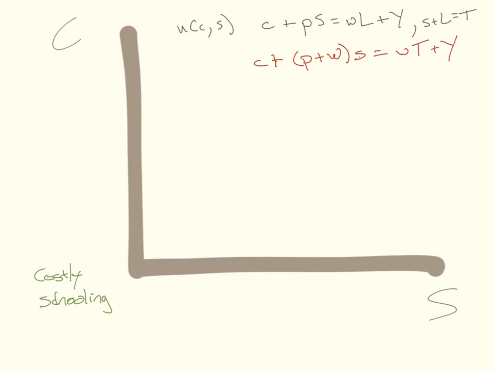This leads to a slightly different visual representation, because now if you spend all of your labor endowment as schooling, you can still consume, but you can't consume Y anymore. Instead, you can consume Y minus what you have to pay directly for schooling, which is Y minus PT.